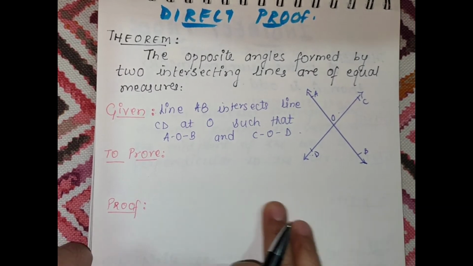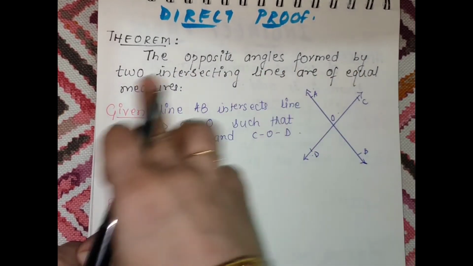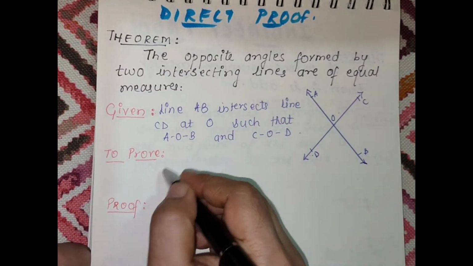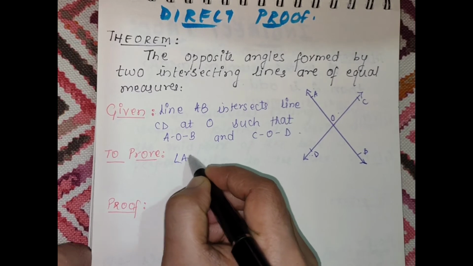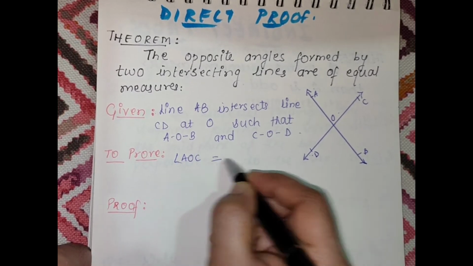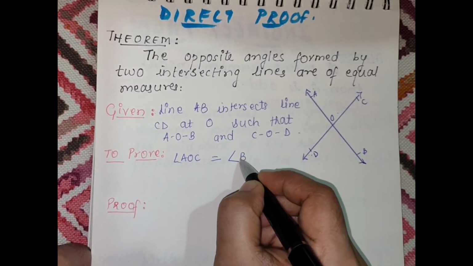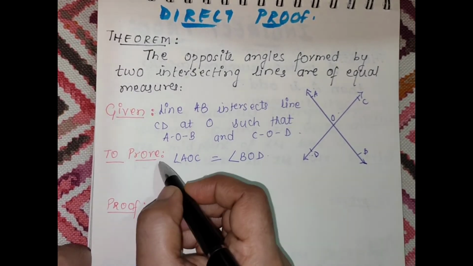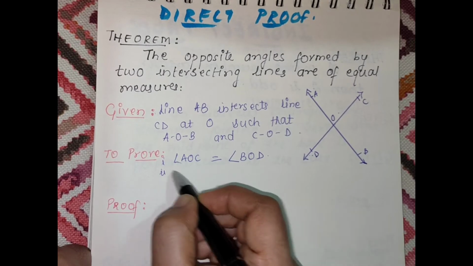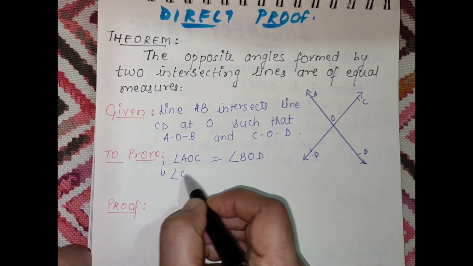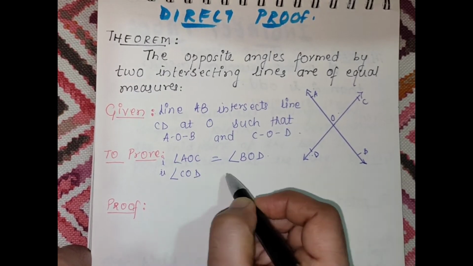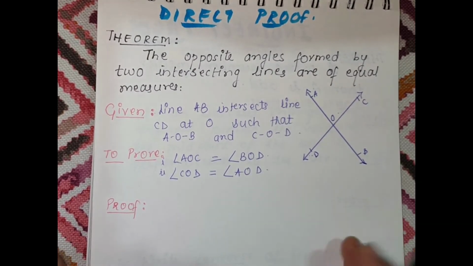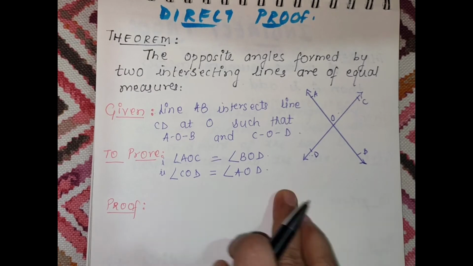Now what do you have to prove? The opposite angles formed by two intersecting lines. Which are the two opposite angles? Angle AOC equal to angle BOD. This we have to prove. And the second pair of opposite angles are angle COD equal to angle AOD. This we have to prove.